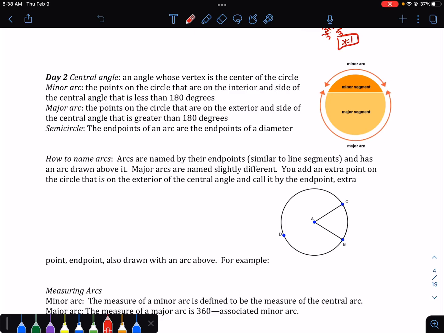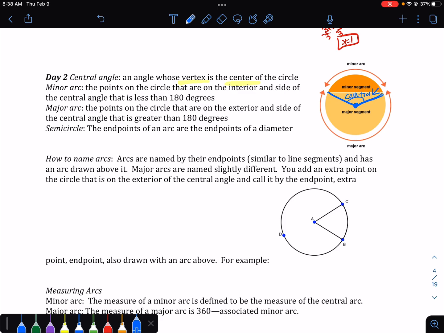So we're going to look at a central angle. A central angle is one that has the vertex on the center of the circle, and then goes to the edges, right? So if we had, like, this is the center of our circle, this right here would be the central angle.